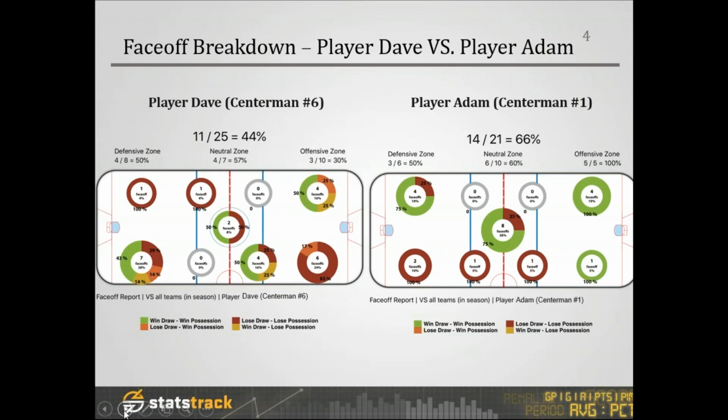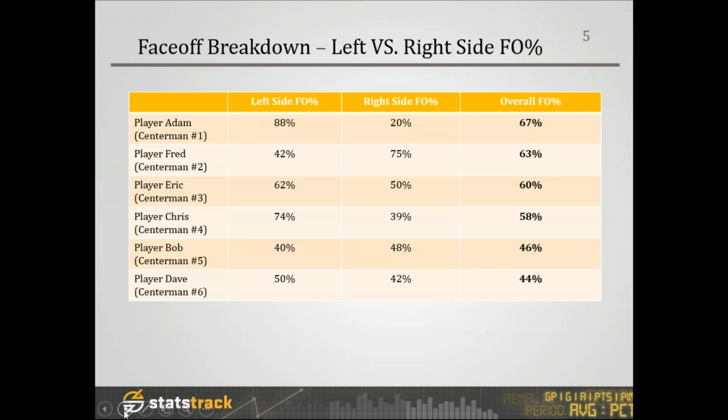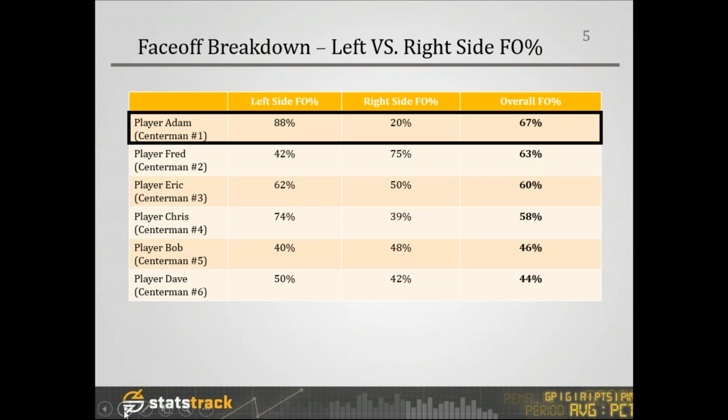If you had watched our previous video example, you would know that the Breakaway team always goes deeper. So the next thing we provided the coach was an analysis of each center's face-off results, comparing at first the left side versus the right side. Canada West's best face-off man, Adam, with an overall win percentage of 67%, displayed a huge disparity, with 88% of wins on the left side and only 20% on the right side.